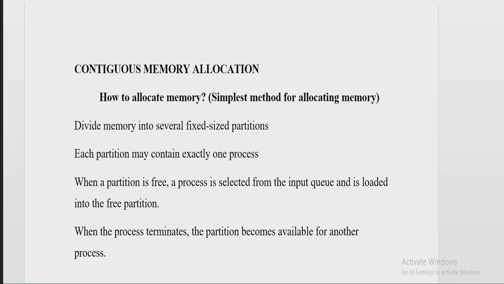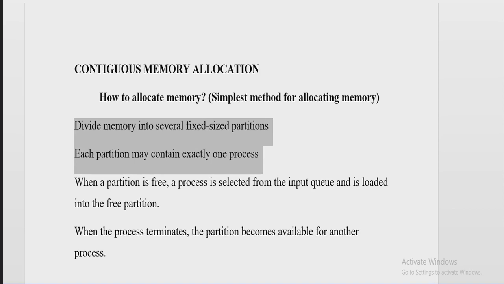One of the simplest methods for allocating memory is to divide memory into fixed size partitions. So memory is divided into fixed size partitions. Next, each partition may contain exactly one process. So in such a way, one process is allocated in one partition.